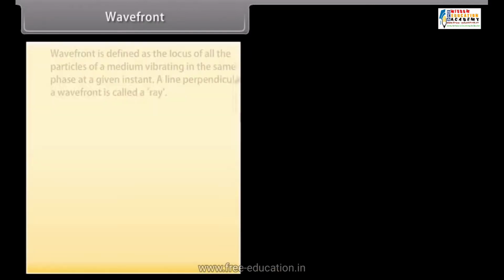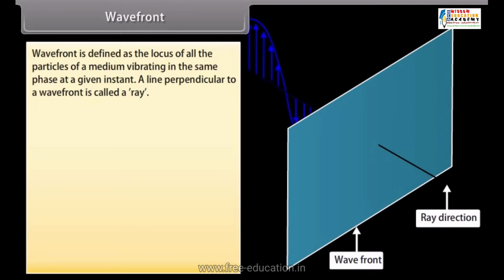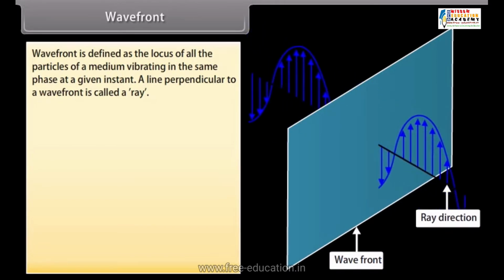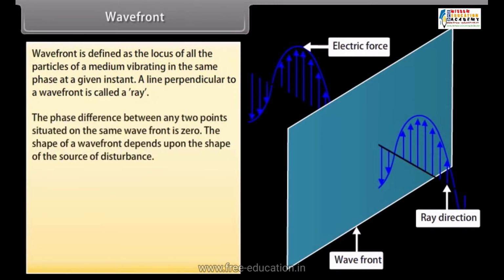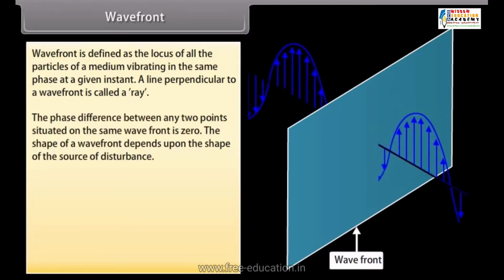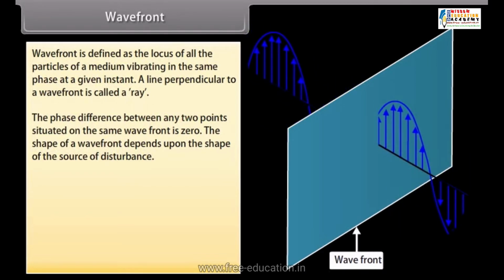Wavefront. Wavefront is defined as the locus of all the particles of a medium vibrating in the same phase at a given instant. A line perpendicular to a wavefront is called a ray. The phase difference between any 2 points situated on the same wavefront is zero. The shape of a wavefront depends upon the shape of the source of disturbance.